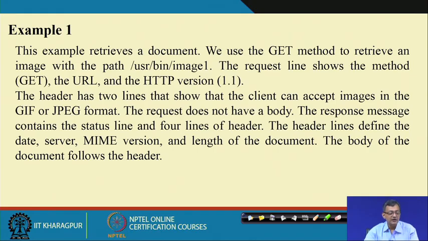The example here is again from that book. The example retrieves a document. We use a get method to retrieve an image with a path /user/bin/image1. The request line shows the method get and so on.